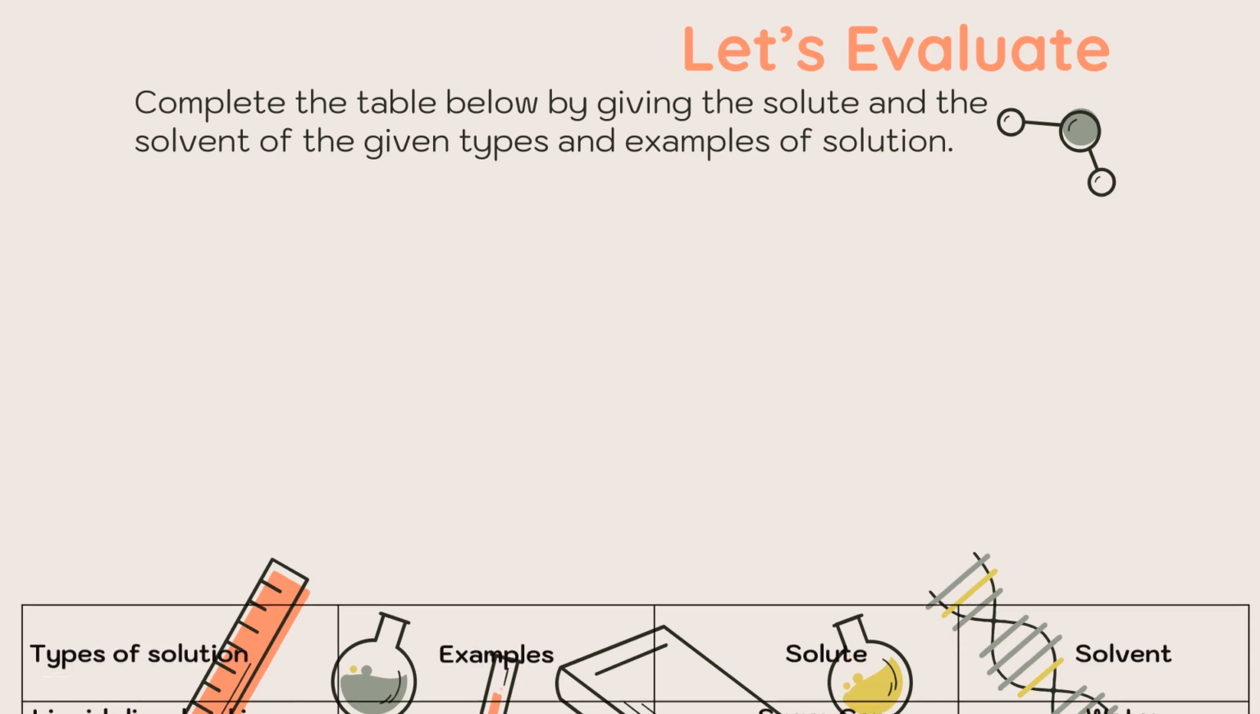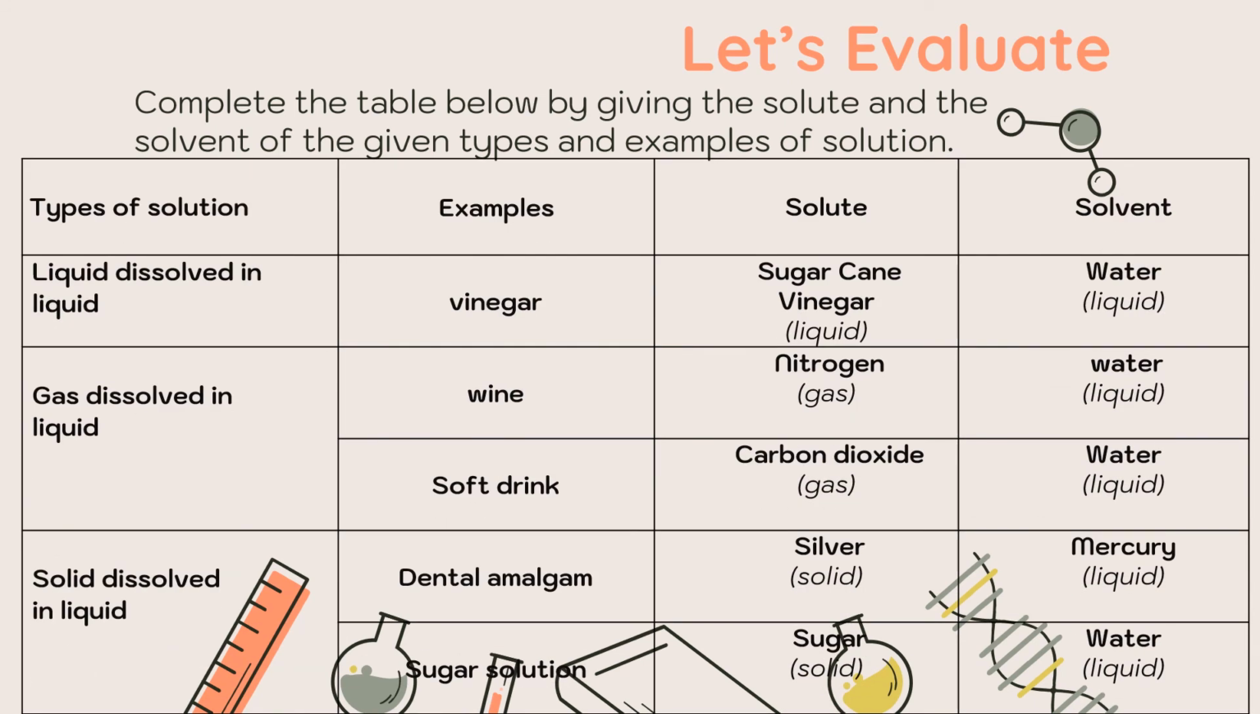I have here prepared for you an example. So these are just some of the examples, so you are going to get an idea on how you are going to answer your own activity. So I have here liquid dissolved in liquid, vinegar. Then the solute is the sugarcane vinegar, which is also a liquid, because we are going to have a type of solution that is liquid dissolved in liquid. So we should have liquid and liquid. Sugarcane vinegar is a liquid, and then here in our solvent is water, which is also a liquid.